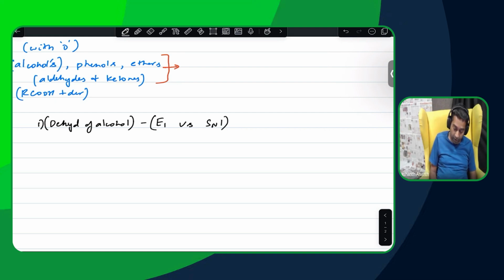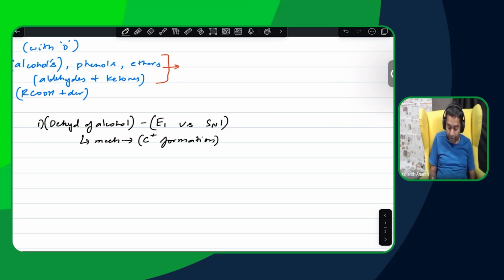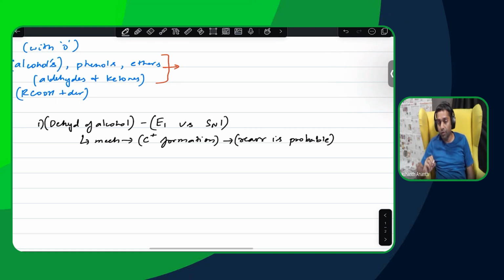So you're going to be having dehydration of the alcohol over here. Let's say I'm going to be looking at the mechanism for this. The usual mechanism is carbocation formation. So if carbocation formation is applicable, what does that lead to? That leads to rearrangement being possible, probable. In almost all the cases which you will be seeing, they will give you the product with rearrangement. They will not give you without rearrangement.